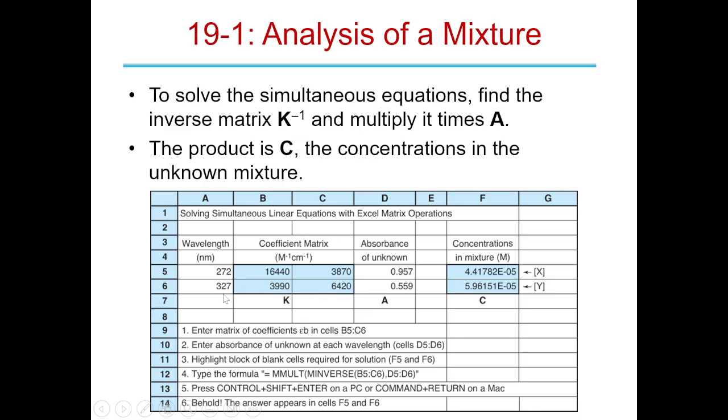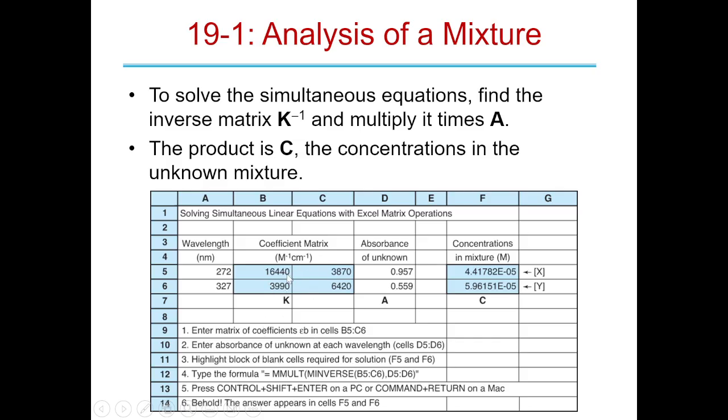Notice these are the wavelengths. You would then have the matrix here, which is A, which is your absorbance of the unknowns. And then these would be the concentrations of the mixtures, and those are the ones you're solving for. Okay? That's your product. All right. This is how you would do it here.